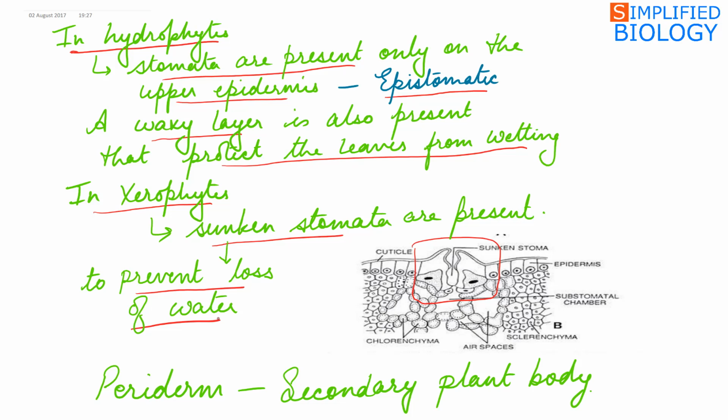Epidermis is the protective layer of the primary plant body, while in the secondary plant body, the protective layer, that is epidermis, is replaced by periderm.